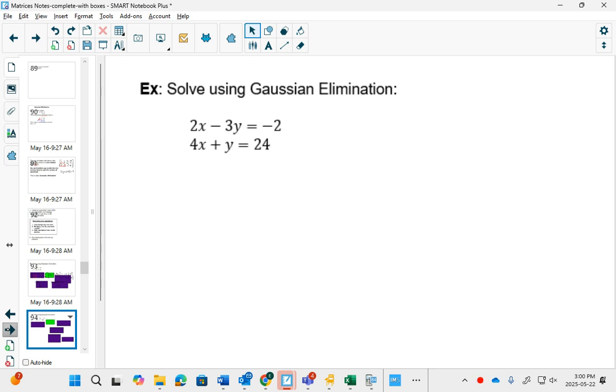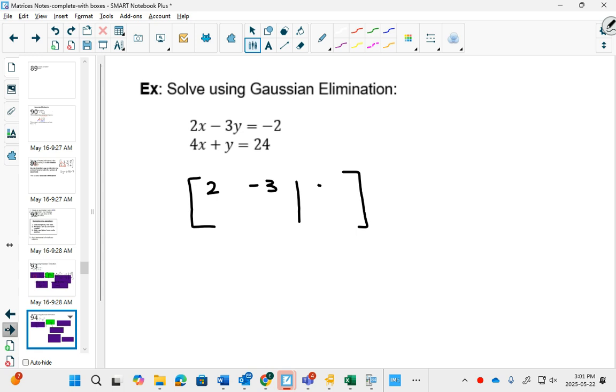Like it. Here we go. I set up my augmented matrix: 2, negative 3, negative 2, 4, 1, 24. My goal is to get this to be a 0. So when I draw my arrow here, I'm going to change row 2, because that's what I want to have to 0.